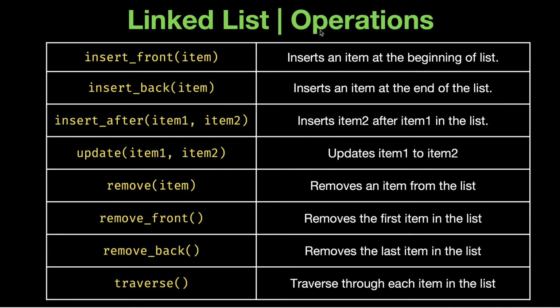If we look at the operations in the linked list, we can list them out. Insert front, this will insert the item at the beginning of the list. Insert back, this will insert the item at the end of the list. Insert after, insert item 2 after item 1 in the list. Update item 1, item 2, this will update item 1 to item 2. Remove item, this will remove the item from the list. Remove_front, this will remove the first item in the list. Remove_back, this will remove the last item in the list. And traverse, this is traversing through each and every node or item in the list.